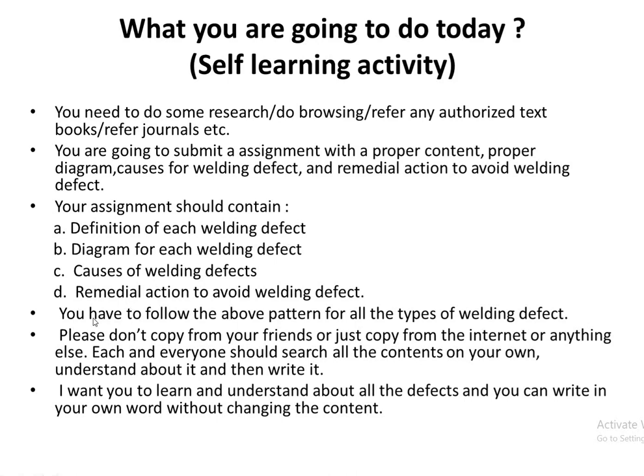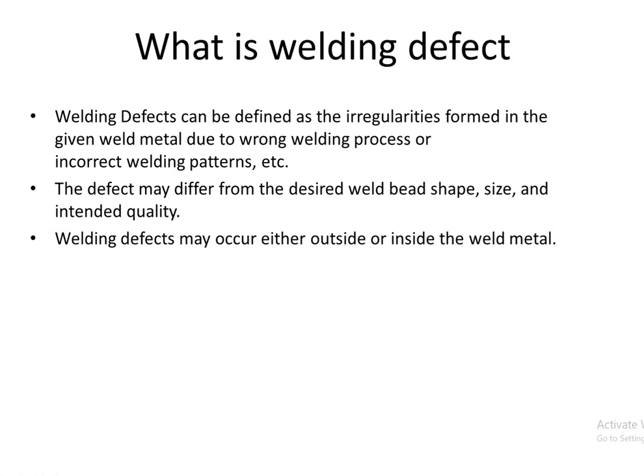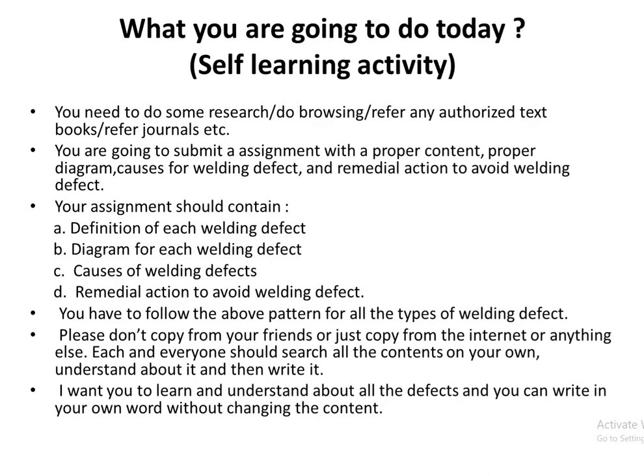So next you have to follow the above pattern for all types of welding defect. There are many types of welding defects. They can be differentiated as external welding defects and internal welding defects. And my main request is please don't copy from your friends or just copy from the internet or anything else. Each and every one should search all the contents on your own, gather the contents, read the contents, understand the contents, and then write it in your class notebook or A4 sheet.